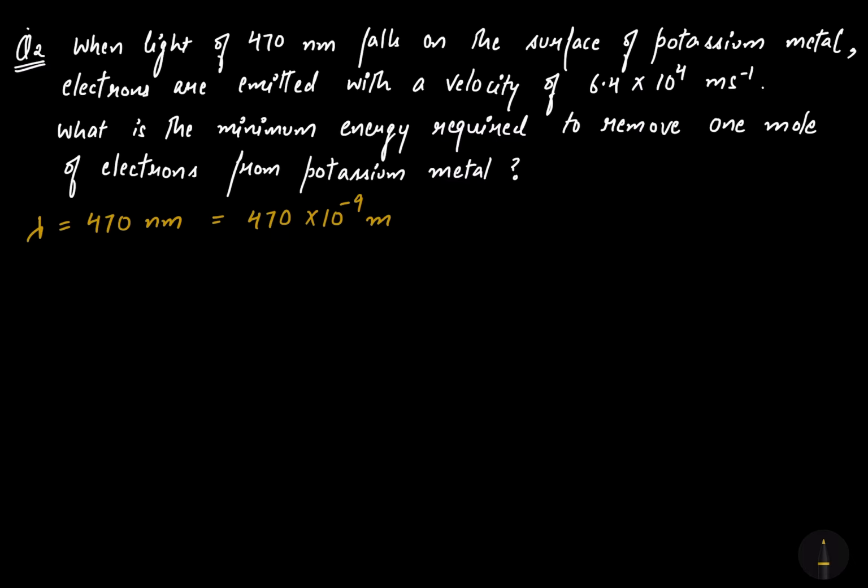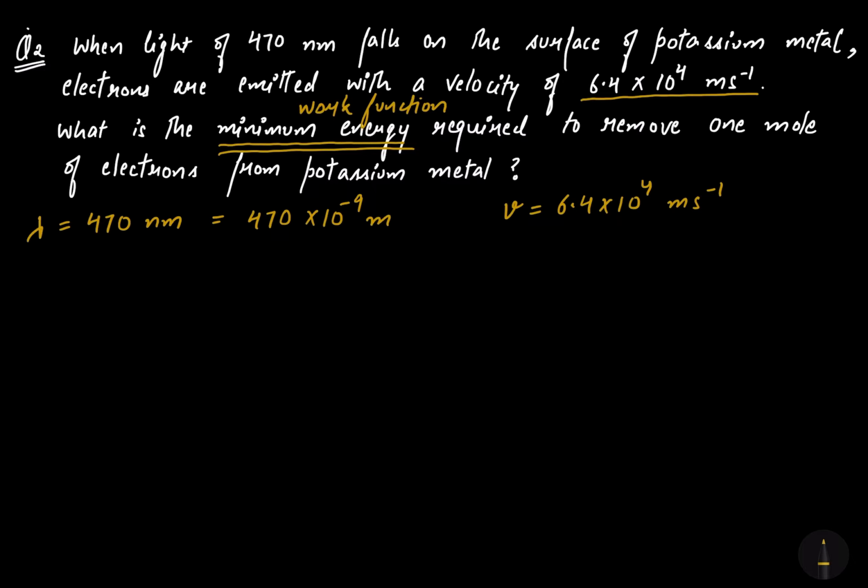The question is saying when the light of 470 nanometer falls on the surface of potassium metal, the electrons are emitted with a velocity of 6.4 into 10 to the power 4 meters per second. Further, the question is asking what is the minimum energy required to remove 1 mole of electrons from potassium metal. Minimum energy stands for work function. The question is asking about the work function of the metal for 1 mole of electrons.